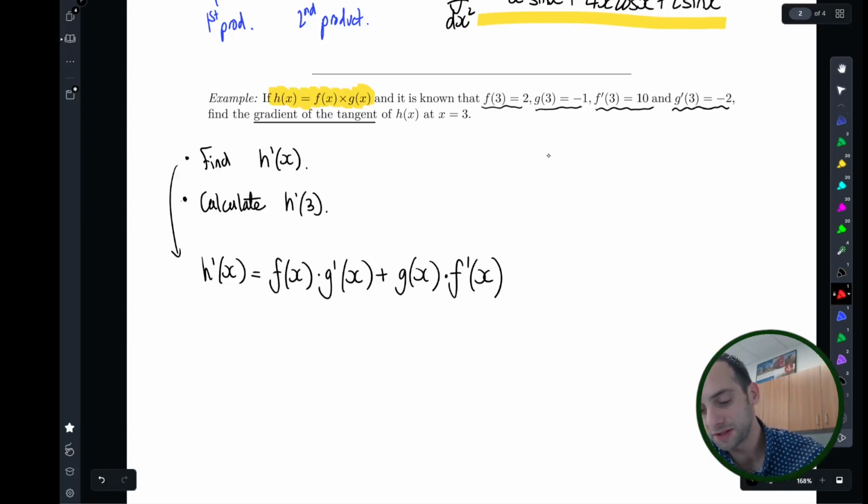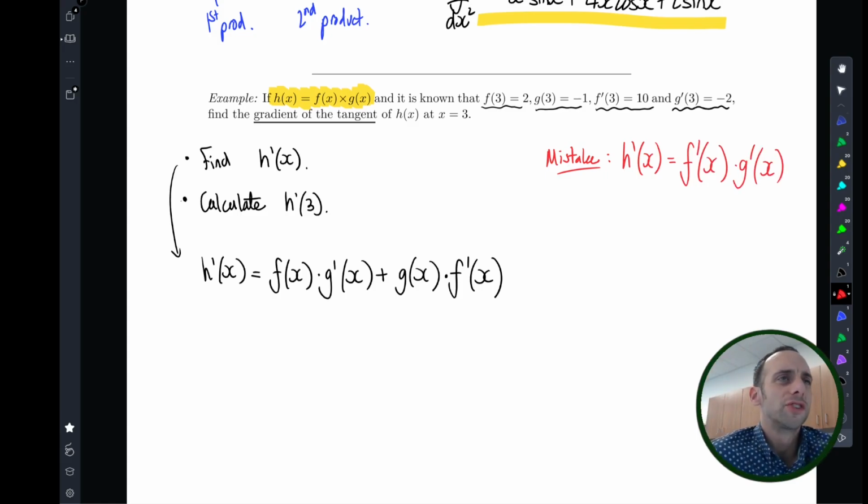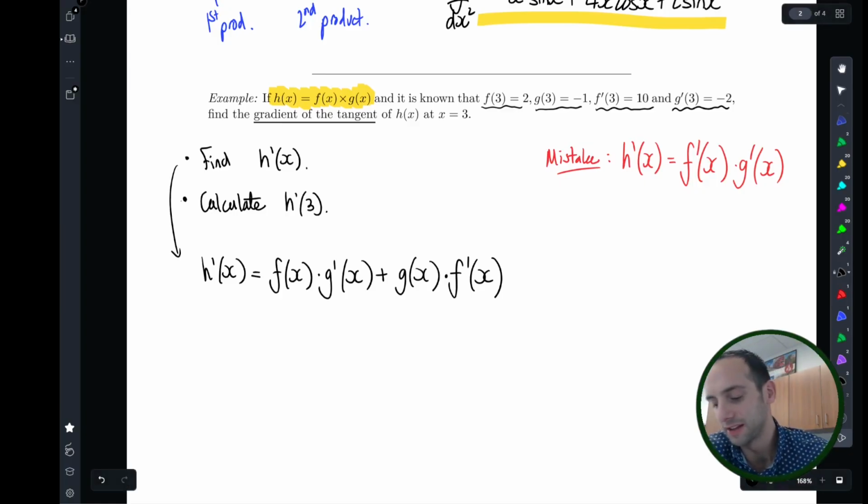Now, the most common mistake here is people apply the rule we started this lesson with. Okay? They think that h primed of x is just f primed of x times g primed of x. They can just prime these two functions without completing the product rule. And we know from that first example we showed with the polynomial that that doesn't work, so there's no evidence that it would work here either. Okay?